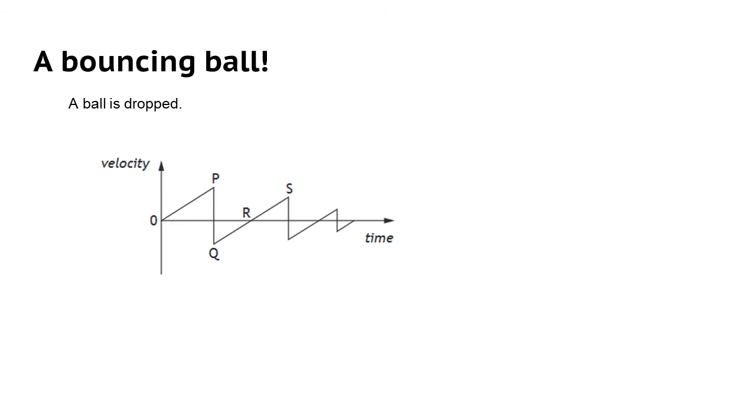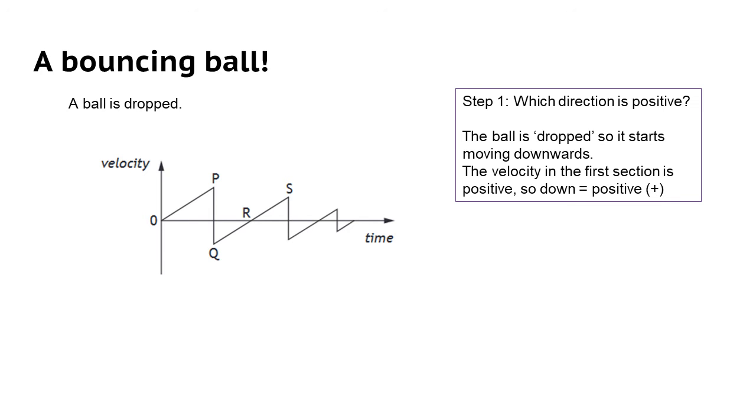The next case that we have to look at is the bouncing ball. In this case we've got a ball that's dropped, and this is a velocity time graph for that ball. It looks horrendously complicated, but actually we can break this down. There's three things you really need to know about this. The first step you have to look at is which direction is positive. Normally there's a clue about this in the question.